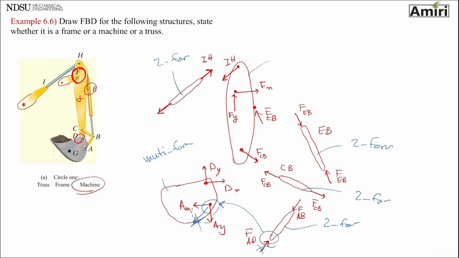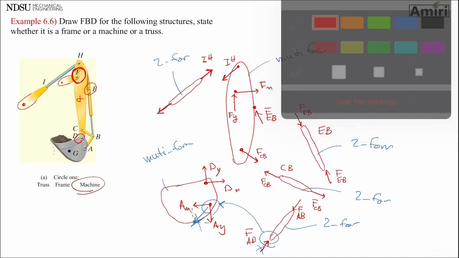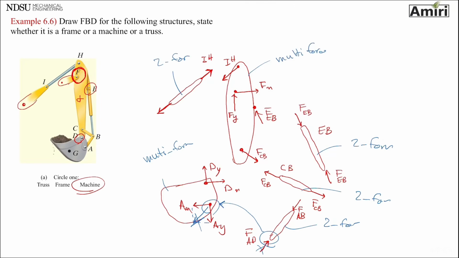I'm not done, by the way. Multi-force members. Let's go back to our color. Point D. That one needs to be opposite. DX needs to go the other way. DY needs to come down. I think I'm getting close to being done. And point G, since you put it there, I'm going to put a weight going down, MG. So this is my free body diagram for this machine.